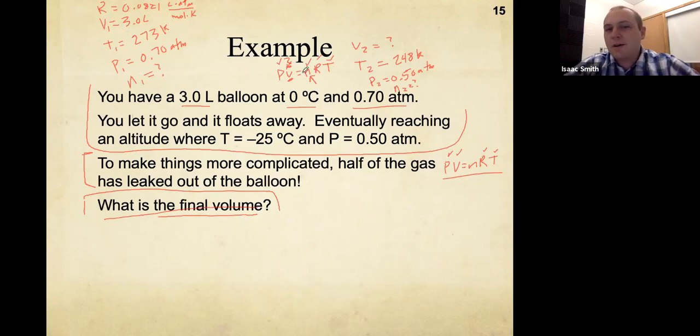The only thing I know about n is that half of the gas has leaked out of the balloon. If I can figure out the initial moles of gas, all I have to do is divide that by 2 and I can figure out the final amount of gas in the balloon, because half of it leaks out. Luckily, I can use the ideal gas law to figure out the initial amount of moles in the balloon.